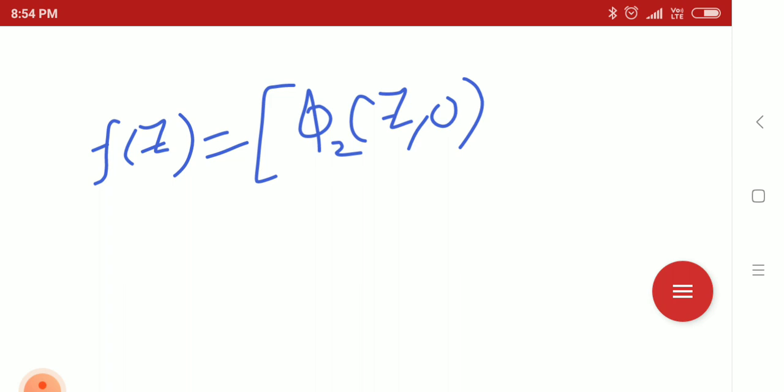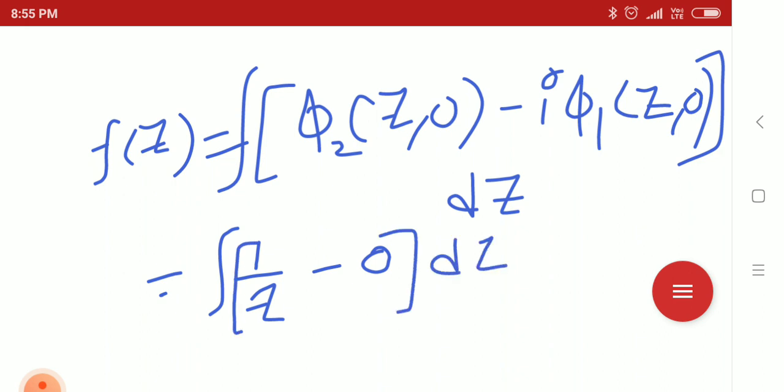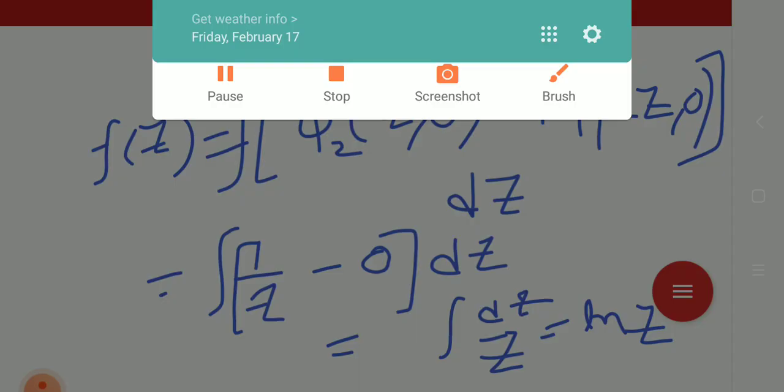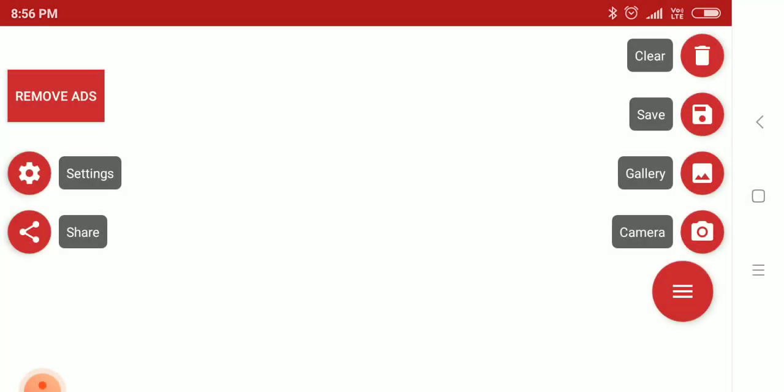Phi 2 of z comma 0 minus i phi 1 of z comma 0, into dz, with the integration sign. Phi 2 of z comma 0 is 1 by z, minus 0, into dz. Integrating dz by z, we get log z. So we have got f(z) equals log z. This is the way we can do the Milne Thomson method.